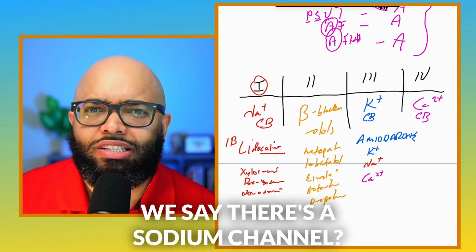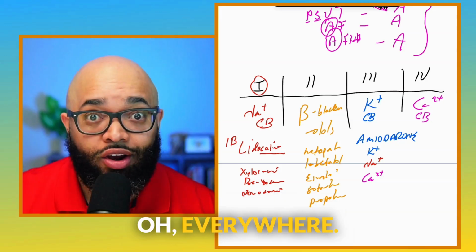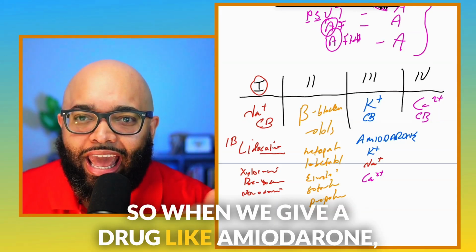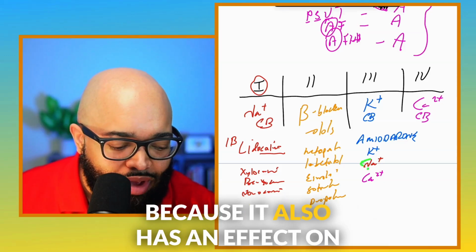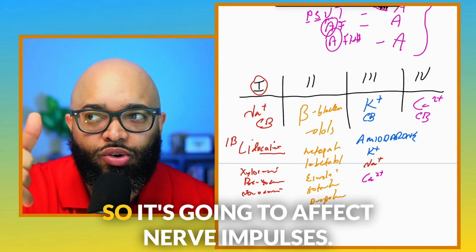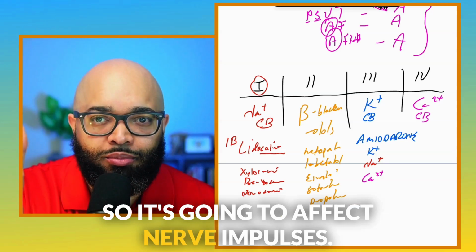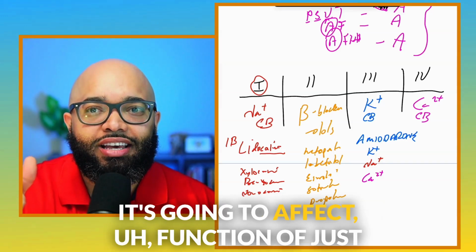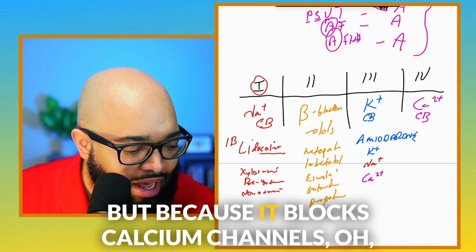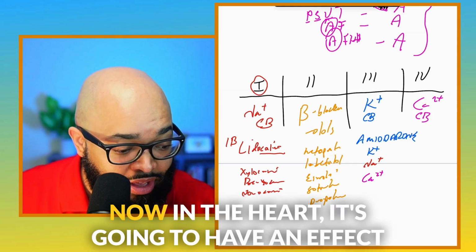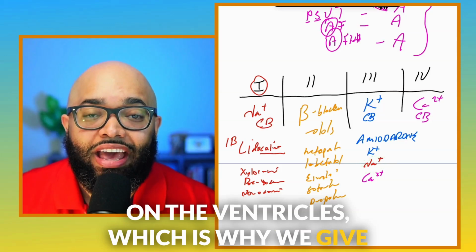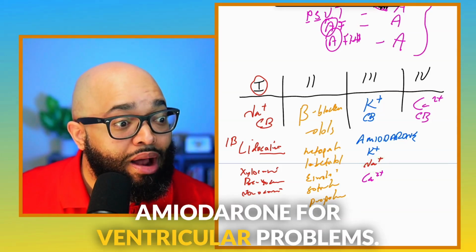Wait a minute. Where did we say there's a sodium channel? Oh, everywhere, like the whole body. So when we give a drug like amiodarone, because it also has an effect on sodium channels, it's going to block nerves. So it's going to affect nerve impulses. It's going to affect function of just about everything. But because it blocks sodium channels in the heart, it's going to have an effect on the ventricles, which is why we give amiodarone for ventricular problems.